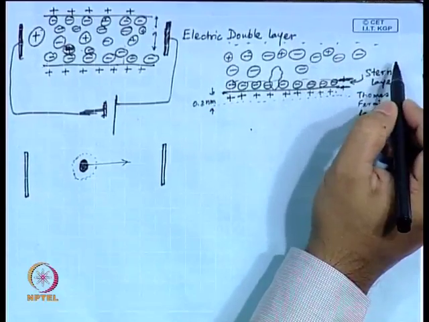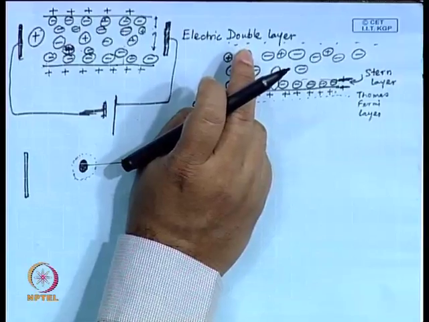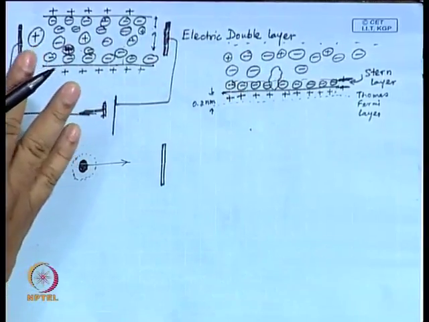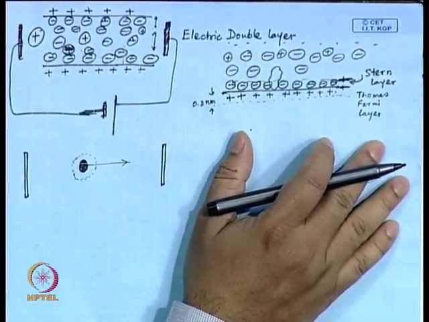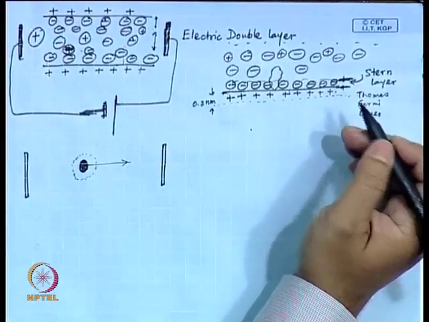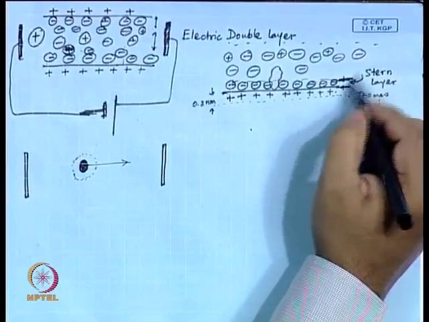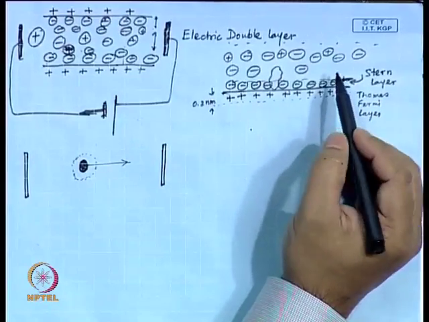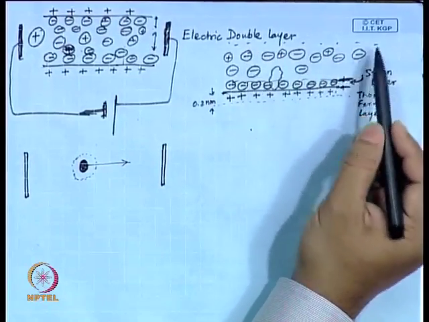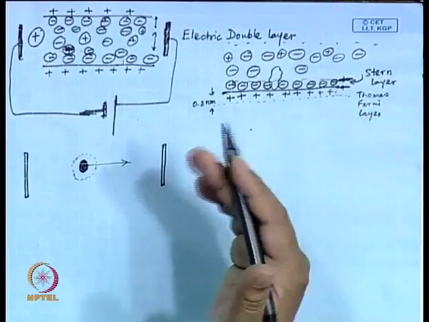These charges can be pulled, and these charges can give a body force to the Navier-Stokes equation and pull the rest of the liquid as a whole. So these charges are what matter. Then they differentiated into the Stern layer, which is next to the wall, and the diffuse layer. This is called the Chapman layer.